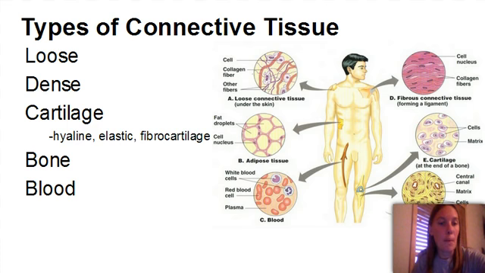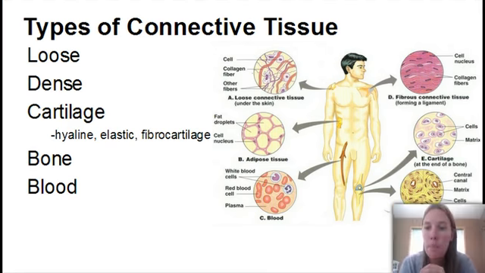And then we have blood, and blood is classified as connective tissue because it arises from the same tissue that other connective tissue does when we're in the embryonic stage. And really, you can't see the fibers unless the blood is clotting.